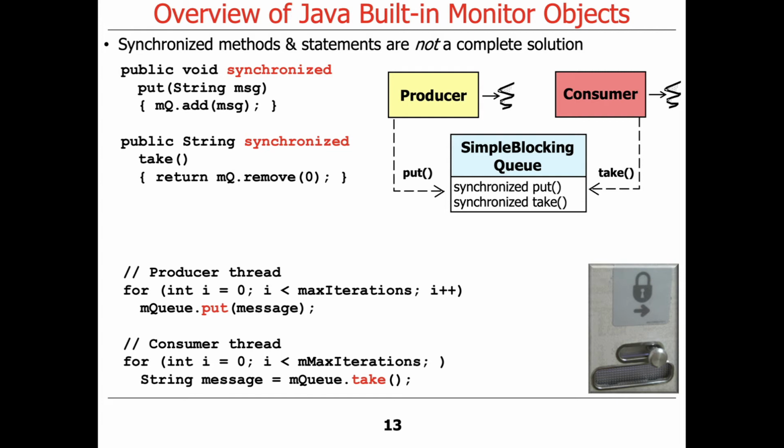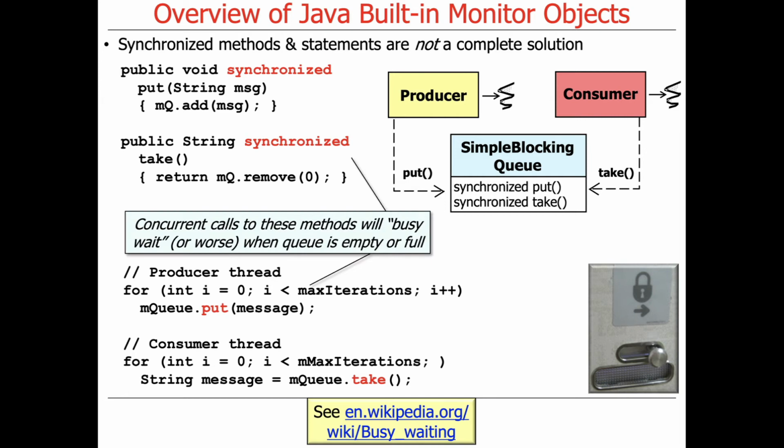Now, as we will soon see, synchronized methods and statements are not a complete solution for the kinds of things you want to do with synchronization in Java. There's more to the story to do anything other than very simple kinds of spin lock-like mechanisms. And we'll take a look at that. We'll talk about something called the simple blocking queue, which will be used to illustrate this point as we go through this set of slides.